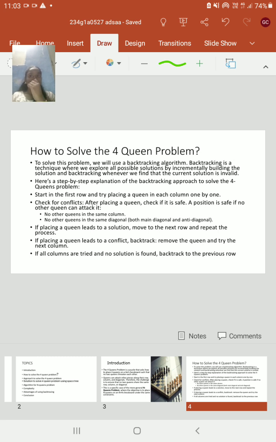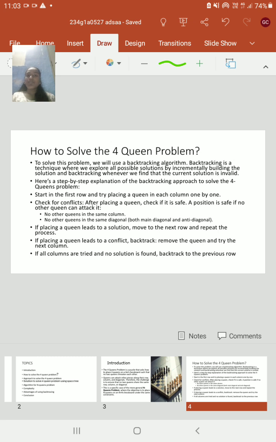For example, if you take 4 queens on a chessboard, first we place q1 in the first row and first column. Then we place q2. What are the chances to place q2? Second column, third column and fourth column. But if you place q2 in the second column, q1 and q2 will be on the diagonal, so we should not place q2 in the second column. So where do we have to place q2? We have to place q2 in the third column.